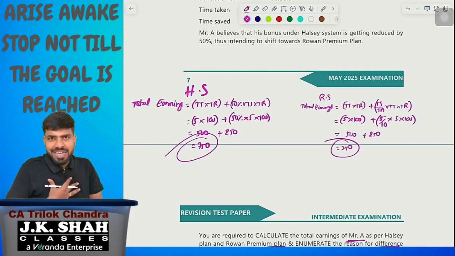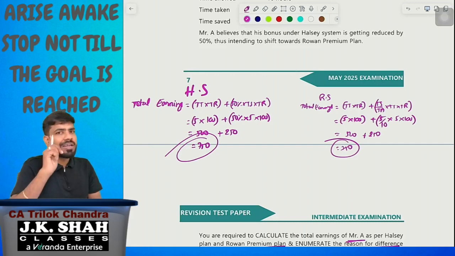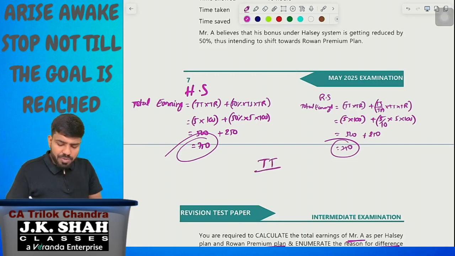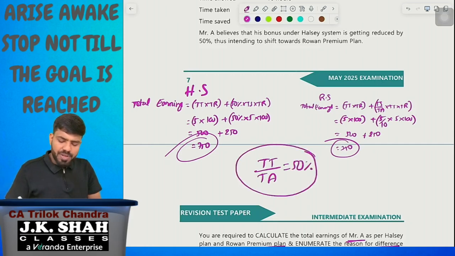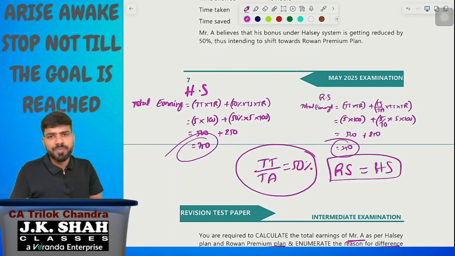If you attended my classes, I already told you: when time taken to time allowed equals 50%, Rowan scheme earnings will be equal to Halsey scheme earnings.